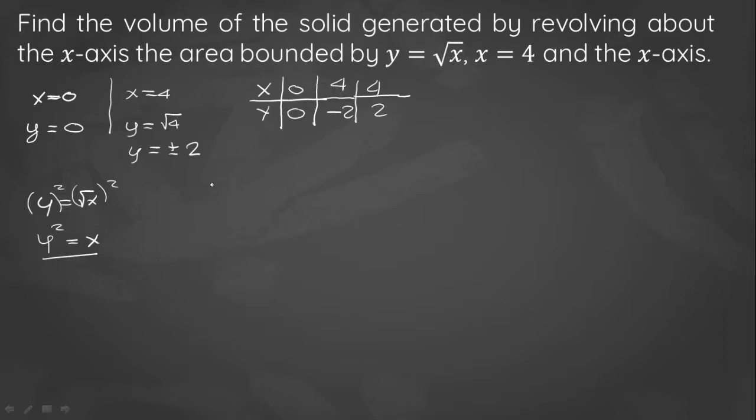So sketching our plane here by plotting these coordinates, we have (0, 0), (4, 2), and (4, negative 2). Now, from the question, the area is bounded by x is equal to 4 and the x-axis. Our graph should look like this.